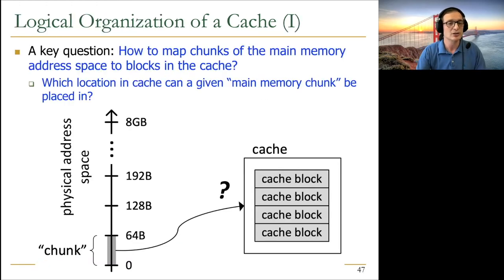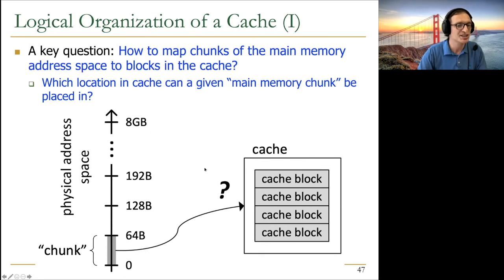So if you look at a logical organization of a cache, there are many questions over here. But one key question is, how do you map the chunks of the main memory address space to the blocks in the cache? In other words, which location in cache can a given main memory chunk be placed in? So you can think of this conceptually as this picture over here. You may have a physical address space of 8 gigabytes, for example, and you divide it into chunks. I'm going to call them blocks later on, but for this picture, entertain me with the word chunk over here. Essentially, these are chunks of 64 bytes. They're essentially cache blocks.